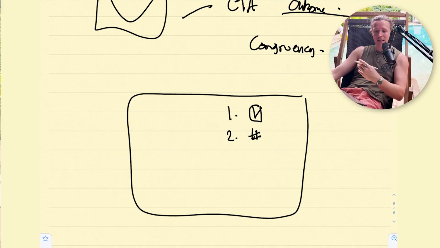But collect an email, collect a phone number, and then usually what you want to do here is just have some form of qualifying questions.